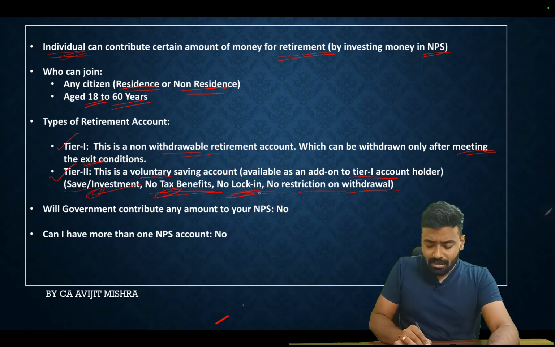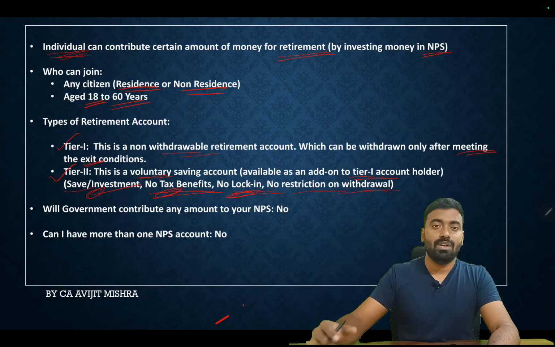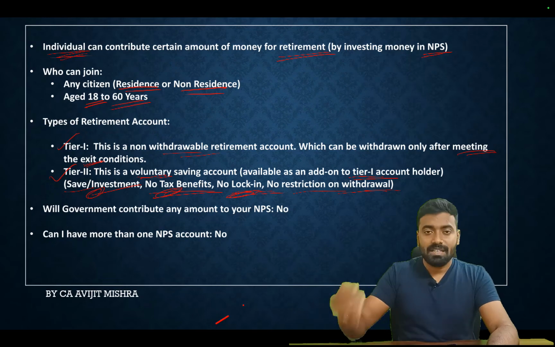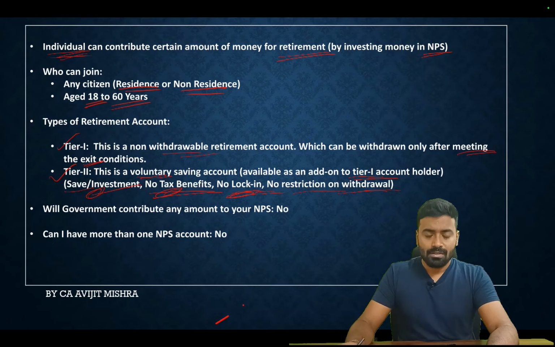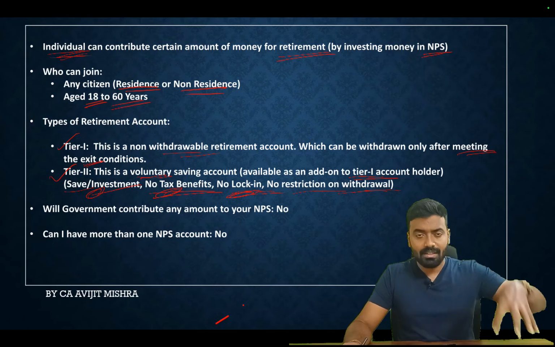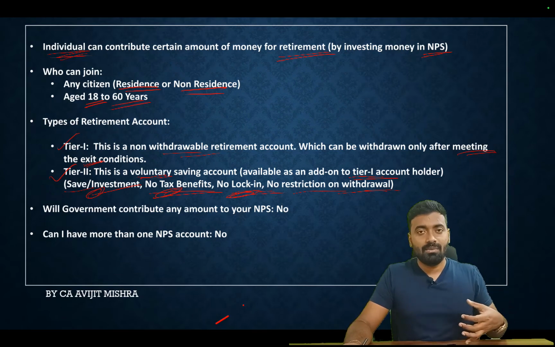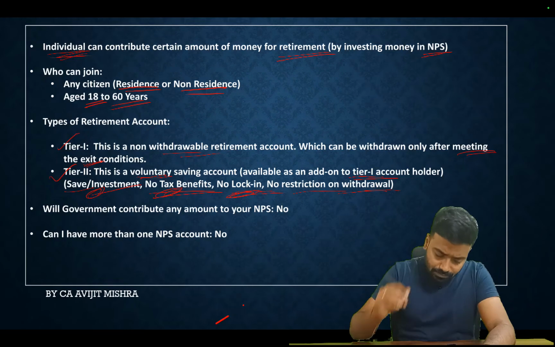And there is a lock-in period. In case of the tier 1 account, there is a lock-in period: till the age of 60 you cannot withdraw the money. There are plenty of lock-in periods and conditions that we'll discuss later. But in case of the tier 2 account, there is no lock-in period, no restriction, nothing. So you can understand that the tier 1 account is strictly regulated, and the tier 2 account is regulated but less so. There are rules, regulations, and laws, but they are slightly less.